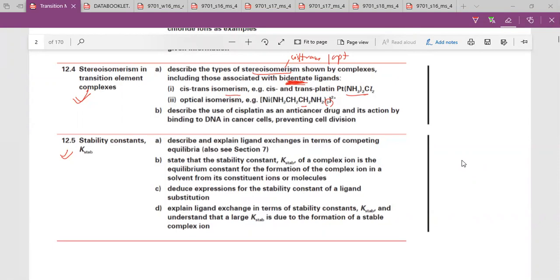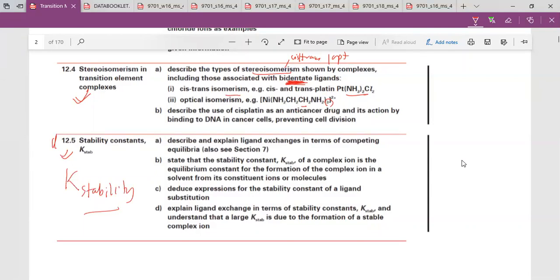Last bit here, right? Okay, last bit here. Stability constant is called Kstab, K-S-T-A-B, or stability. Okay, right? Someone asks you the meaning of Kstab. Let's read through these things here first.